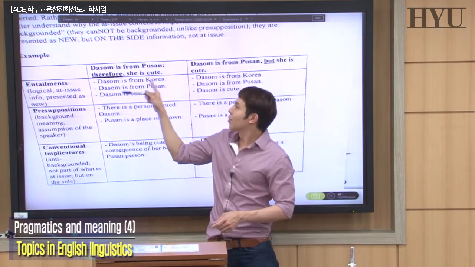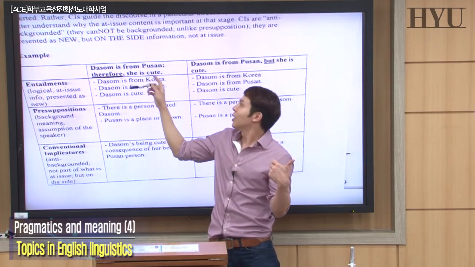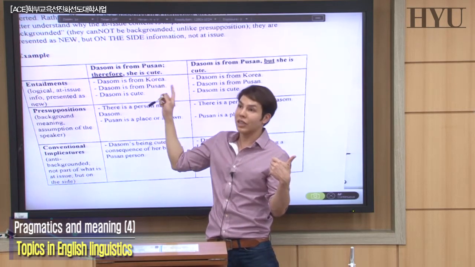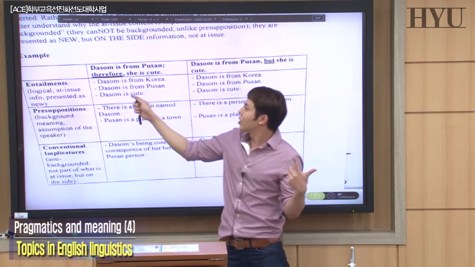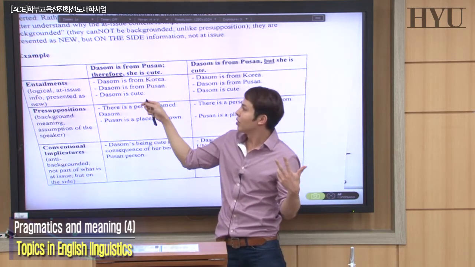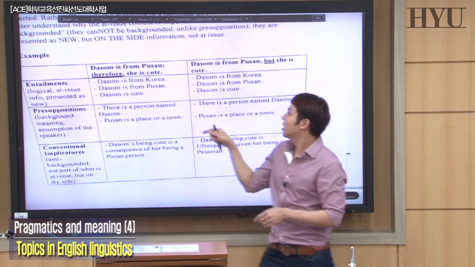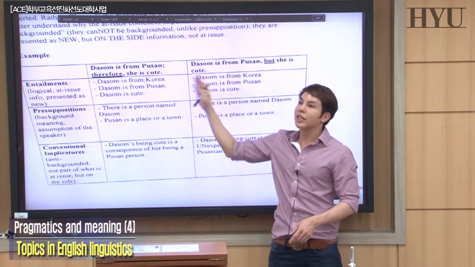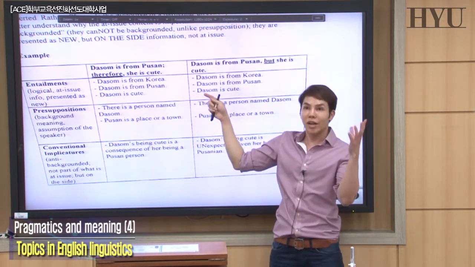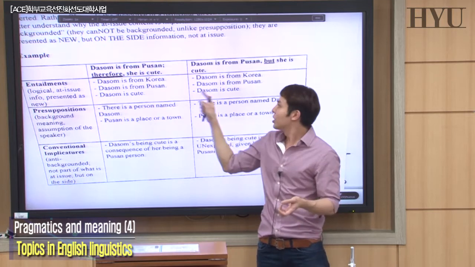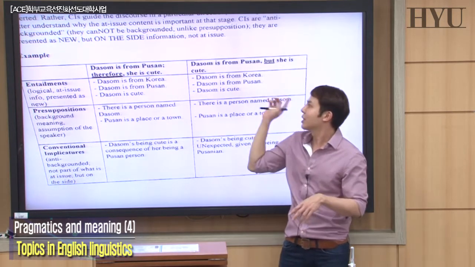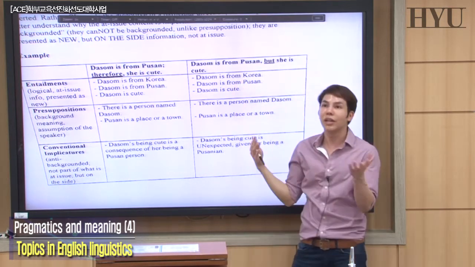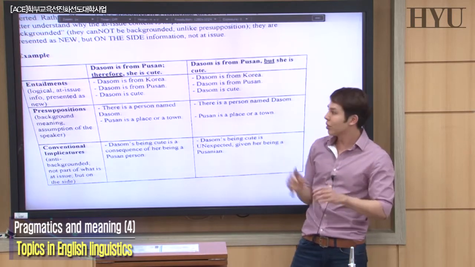We have Tasom is from Korea, that's an entailment, right? Because Busan includes the fact that it's Korea. And then Tasom is from Busan and Tasom is cute. So these are all the entailments here. And in the two sets, the entailments are the same. Entailments are fact. So Tasom is cute, both same. Tasom is from Busan, the same. Tasom is from Korea, the same. So entailments are the same for both of them.